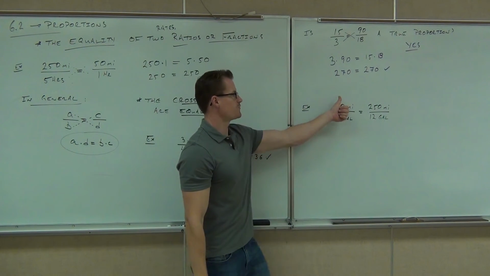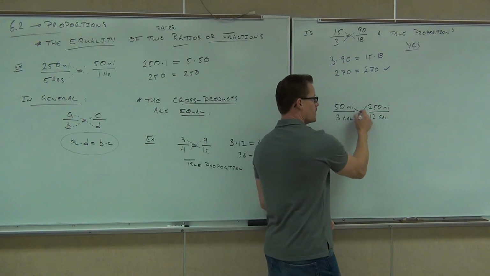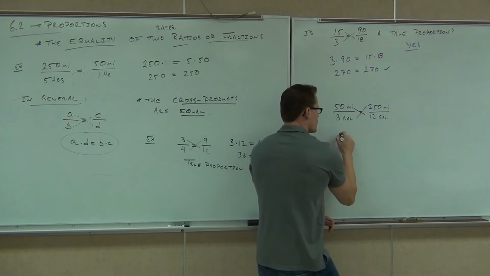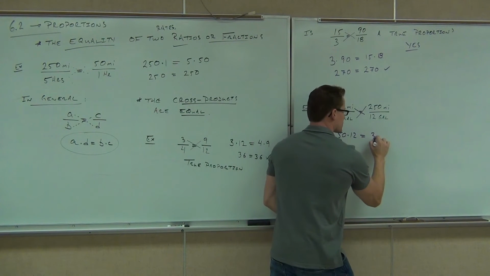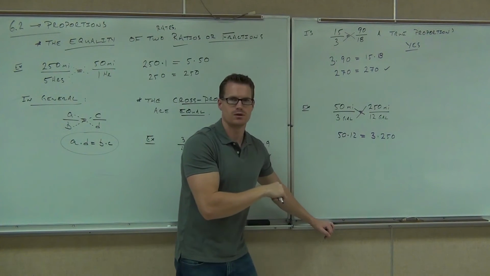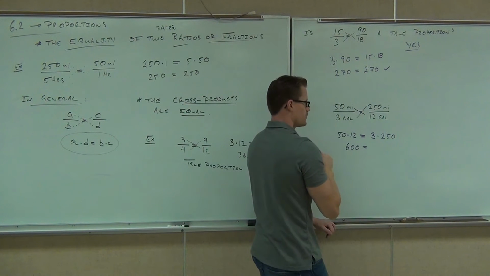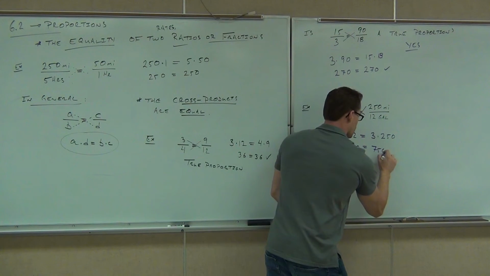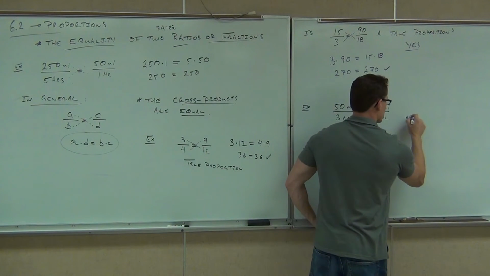How about this one? Is 50 miles for 3 gallons the same as 250 miles for 12 gallons? I don't know, but we can easily check. If we multiply the 50 times 12, we're ignoring the units for now. Is that the same as 3 times 250? Well, I don't know. What's 50 times 12? 600. What's 3 times 250? 750. Are those the same? No. So you put no, that's not a true proportion.